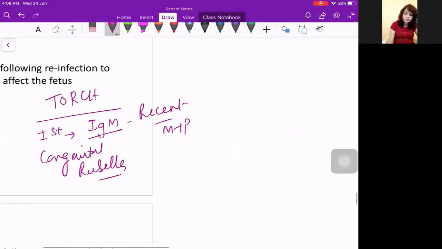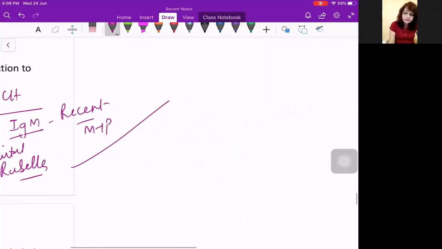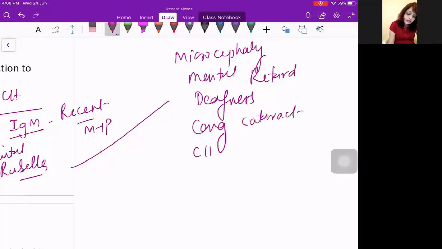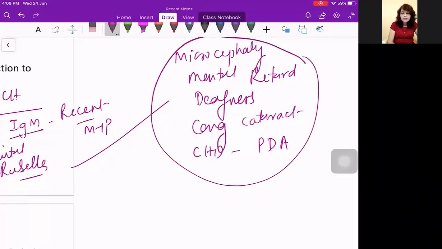In congenital rubella syndrome, there is microcephaly, mental retardation, deafness, congenital cataract, congenital heart disease, which is PDA. These cases are not compatible with life, so MTP has to be done.